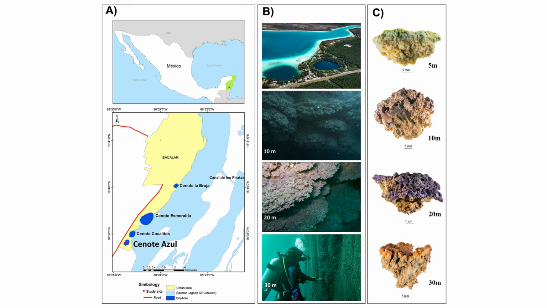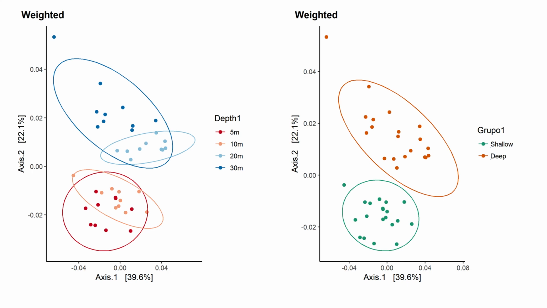Associated to Bacalar Lagoon is a sinkhole called the Blue Hole, Cenote Azul, where we have studied microbialites that develop up to 30 meters in depth. But in our explorations, we know that this microbialite reef goes further deep. And here, what we have is a very interesting ordination of the composition with deep microbialites at 20 and 30 meters that are different to shallow microbialites that go from surface all the way down to 10 meters.